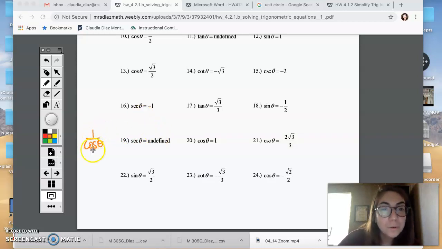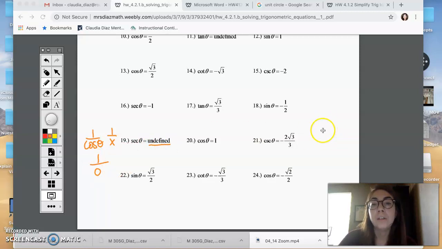But secant is 1 over cosine, so it's the 1 over x. So we're thinking about where x is going to equal 0, because when you do 1 divided by 0, that's where you get undefined.